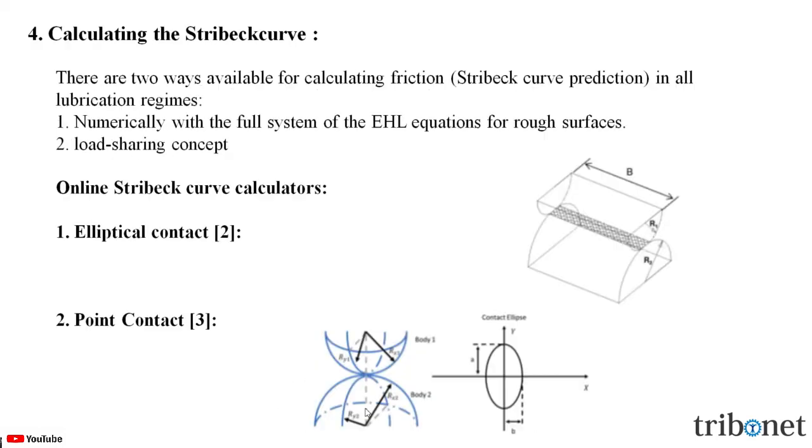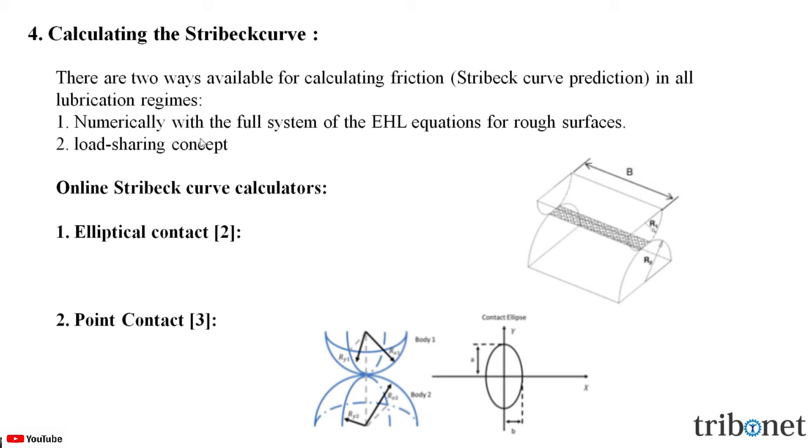Now, let us understand how we calculate the Stribeck curve. There are two ways available for calculating the friction or Stribeck curve prediction in all lubricating regimes. The first one, numerically with the full system of the EHL equations for the rough surfaces. In this case, the governing flow equations, example Reynolds equation, surface deformation equations, are solved numerically by taking the surface roughnesses directly into all the equations. But this approach is computationally intense and consequently has limitations on the size of the computational mesh.